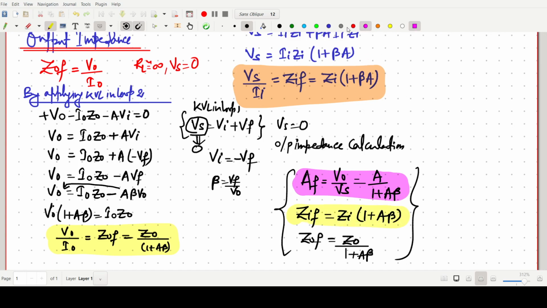So this is all about the input impedance and output impedance calculation of a voltage series feedback.